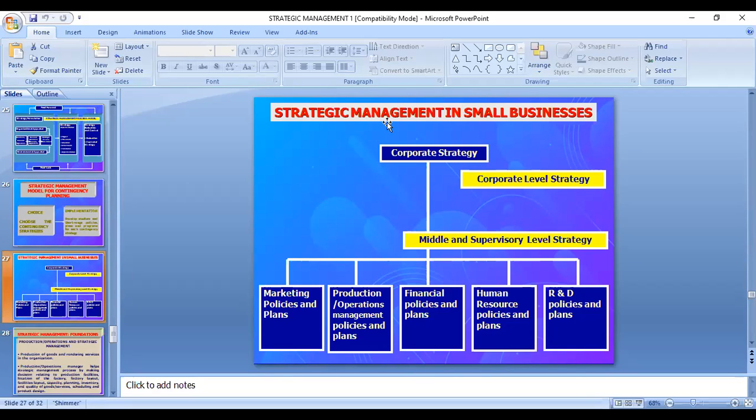Means here you have seen, in order to get the synergy effect, all the departments of the organization are getting involved, and they have their plans and strategies for dealing with a difficult situation. That is called contingency. So the middle level and supervisor level personnel will be implementing these kinds of strategies. Next.